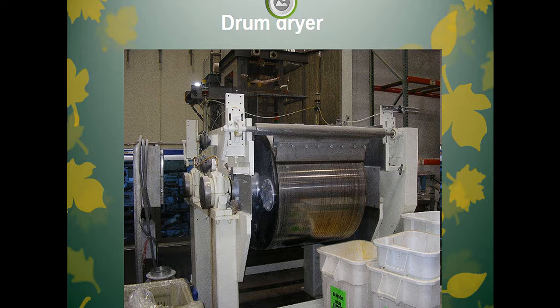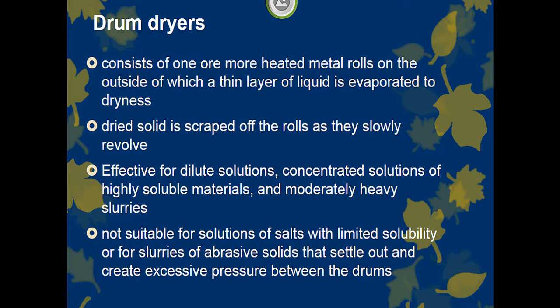Now, we go to the drum dryer. As you can see, mentioning it's a drum dryer, we expect that there has to be a drum. And this is our cylindrical drum. Now, in the case of drum dryers, you have one or more heated metal rolls on the outside of which a thin layer of liquid is evaporated to dryness.